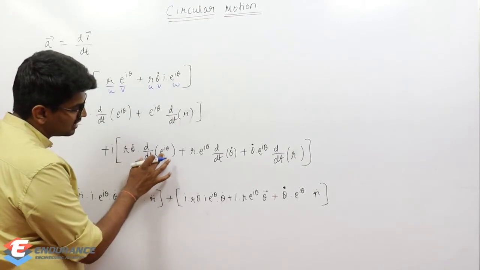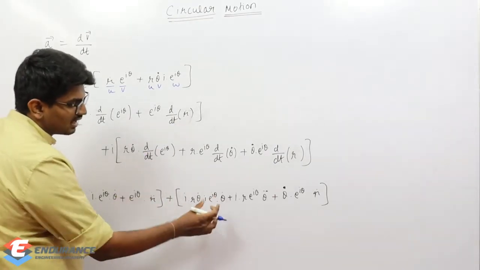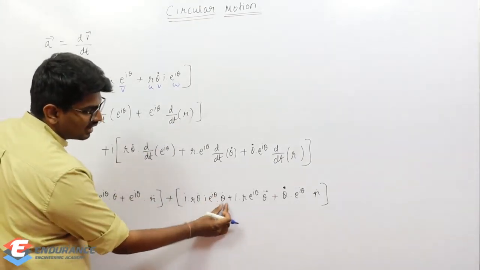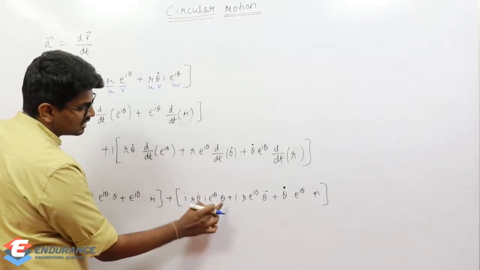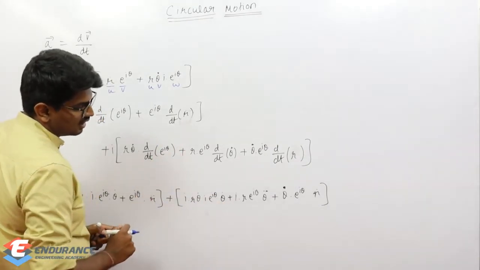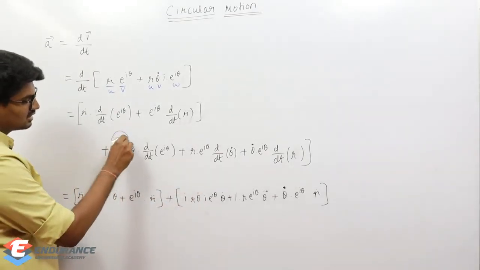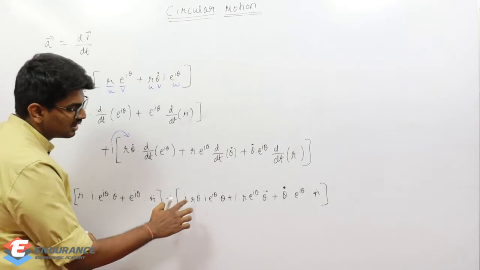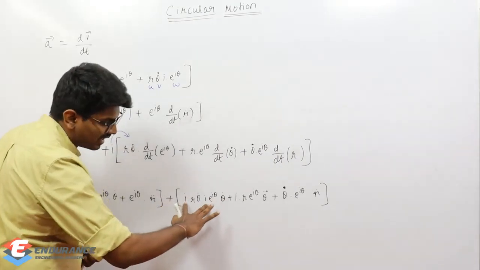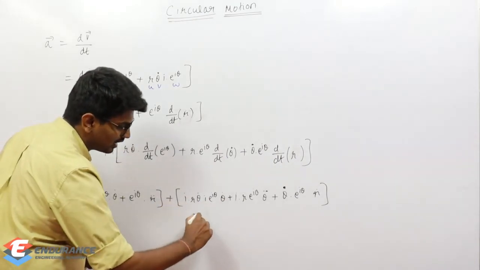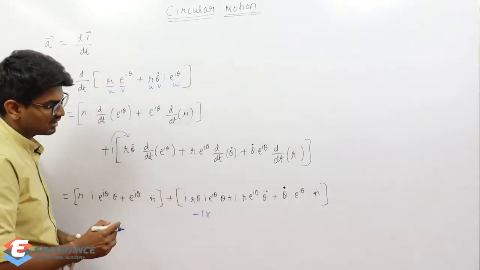Okay, differentiation of e power I theta will be what? I into e power I theta, right? I into e power I theta into theta dot. Again I am differentiating theta, that's going to be theta dot. Then I am multiplying this I inside, so there was another I. So this I into I will become I square. I square is what? Minus 1. Am I right? I square is minus 1.